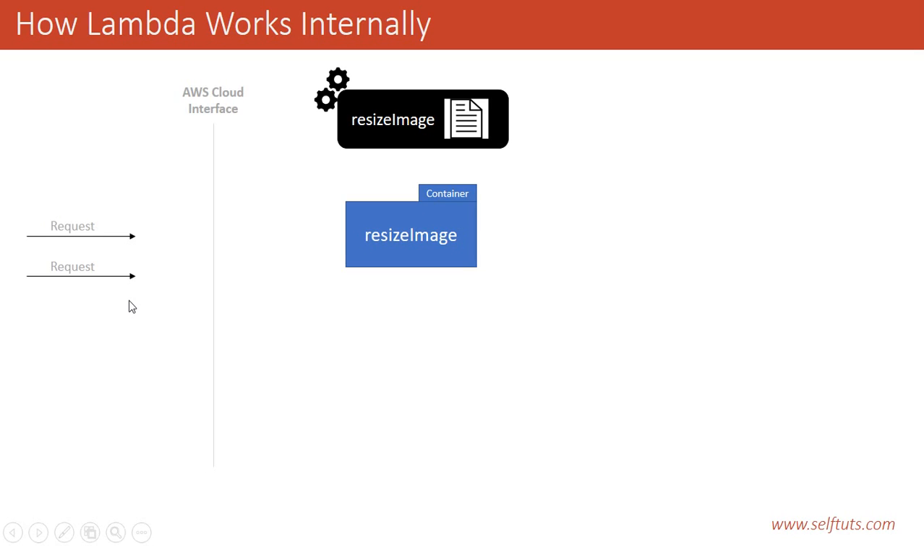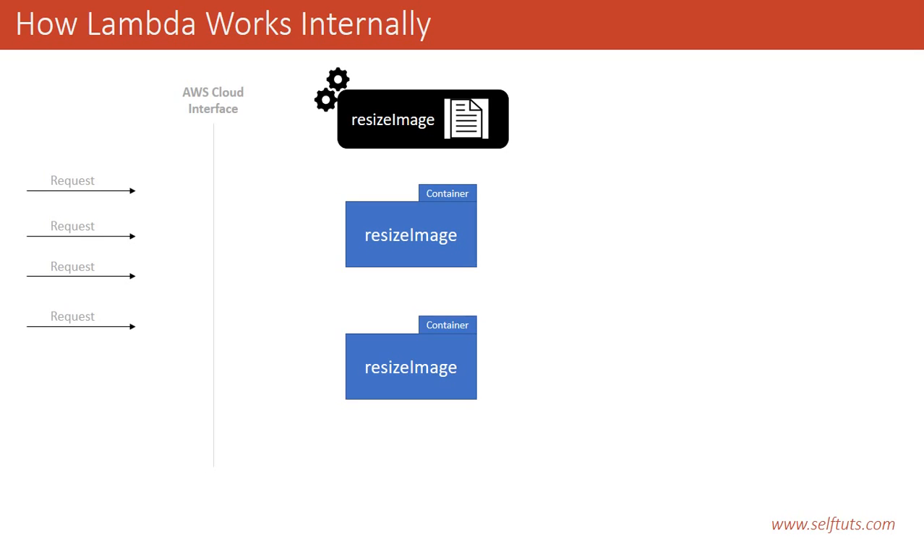Now suppose a second request comes. This container is able to handle the second request also, and the third request also. But as the fourth request comes, the load on this Lambda function will increase. So AWS Lambda will spin up a new container. Meaning at present the requests are increasing, so the number of containers is also increasing.